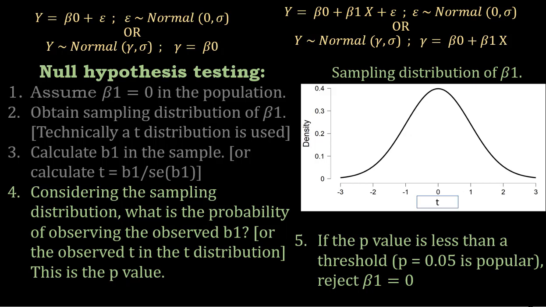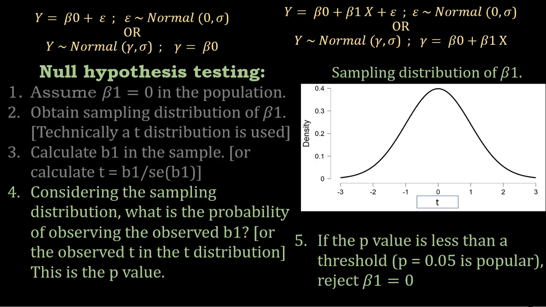So the 5th step is, now, by the way, that value was the probability of obtaining the t-score or a more extreme value in this t-distribution. That's the p-value. So that's where the p-value comes from. And the 5th step then is to determine whether that p-value is less than a threshold. And a threshold that has been very popular is 0.05 or 5%.